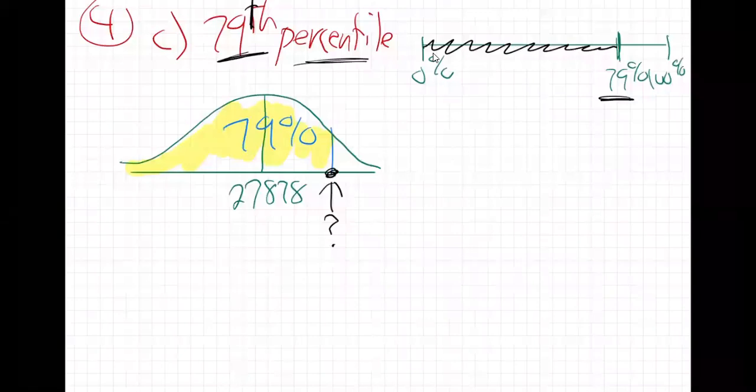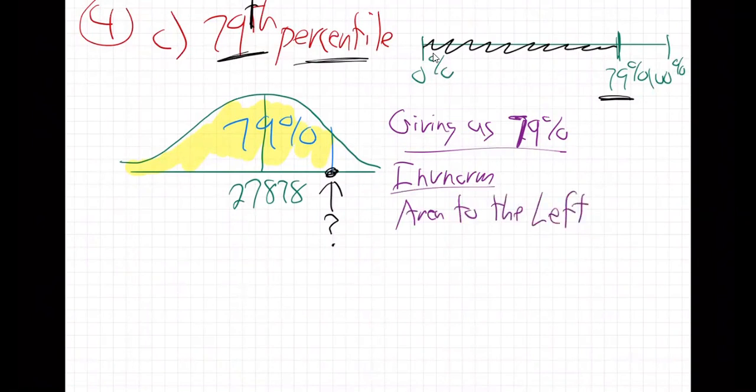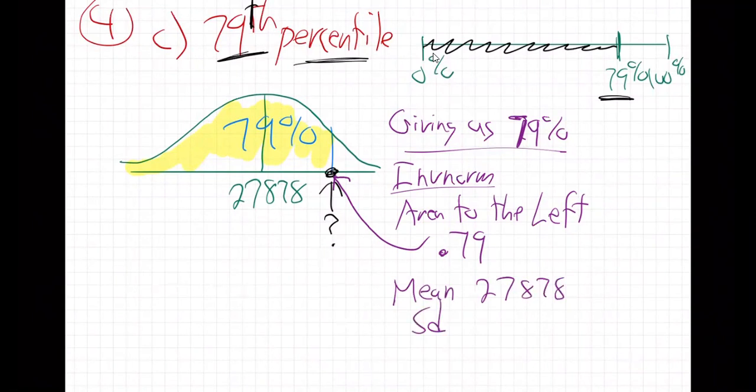So this one, they are giving me a percentage, aren't they? See how they're just handing me a percentage? They're giving us 79%. So when they give you a percentage, if you look back at the formula sheet, you use inverse norm. Use inverse norm, and so we've got to say area to the left. What is the area to the left? Well, the area to the left is 0.79. That's easy, right? That's the area to the left of the spot. Then they're going to ask for mean, which was 27,878, and the standard deviation, which I don't even remember, and then round to the nearest dollar.